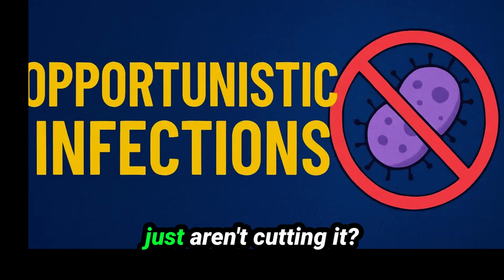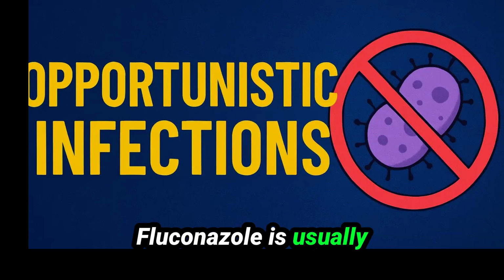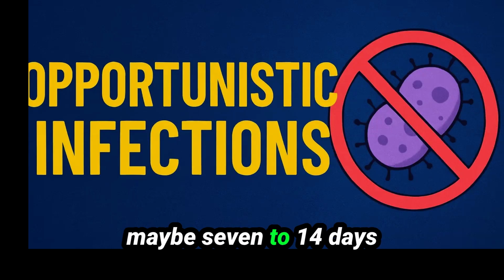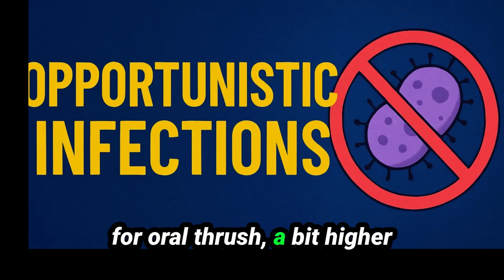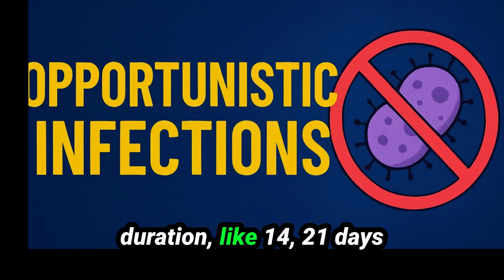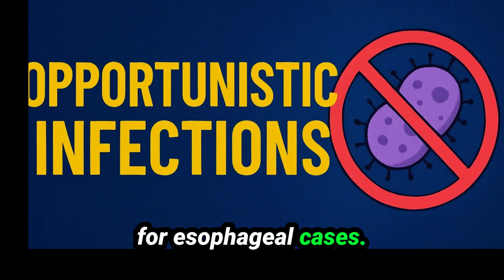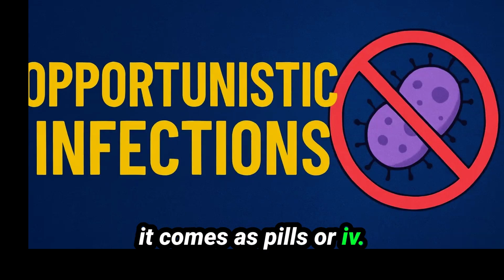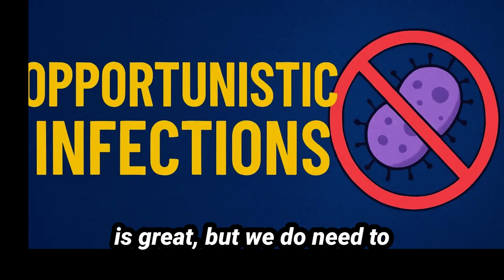or if those topicals just aren't cutting it, fluconazole is usually the go-to drug. Often it's like 100 to 200 milligrams daily for maybe 7 to 14 days for oral thrush. A bit higher dose, maybe 200 to 400 milligrams daily, and a longer duration, like 14 to 21 days, for esophageal cases. What's really handy about fluconazole is it comes as pills or IV. So if someone has trouble swallowing, the IV option is great.